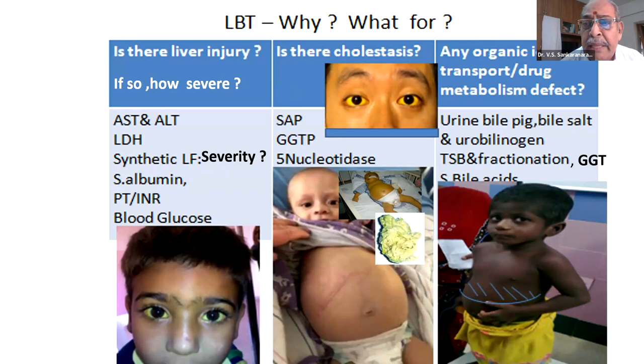The best way to approach a child, irrespective of the age, is three questions we can always ask within ourselves before we approach a child. One, is there any liver injury with jaundice? If so, how severe? You do the SGOT, SGPT. If they are extremely high, beyond 1,000, it is an acute liver injury like acute viral hepatitis, drug-induced, autoimmune, ischemia, like that. If you want to know the severity, you can do a synthetic function.